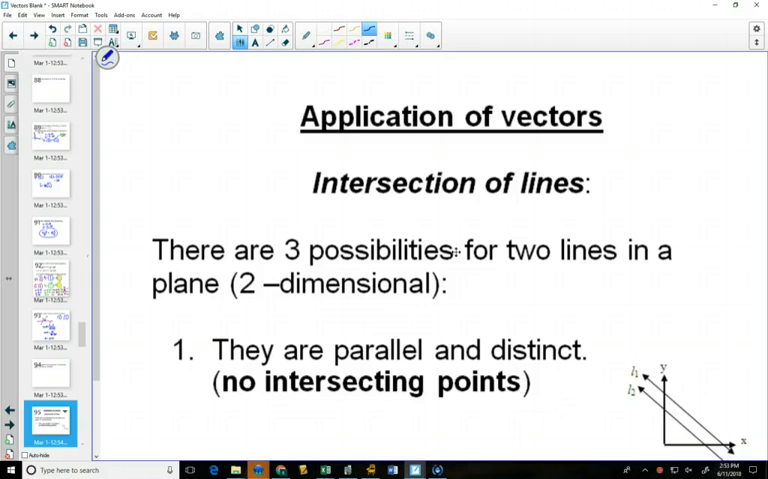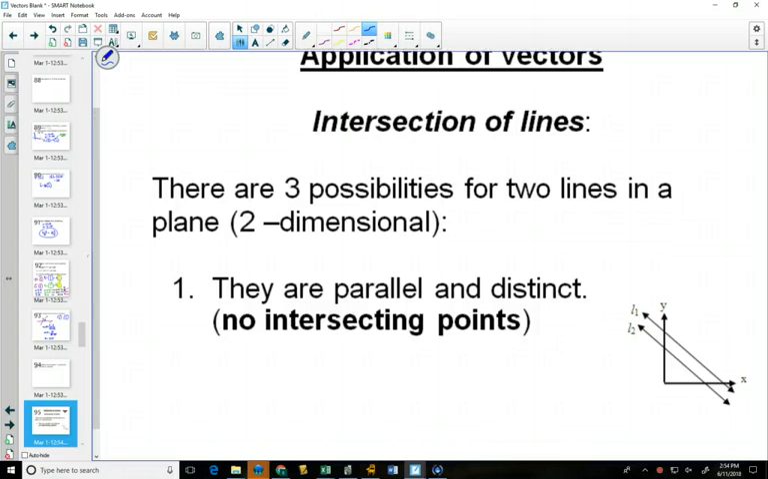The intersection of lines. Now, in 2 dimensions, and you did this way back in grade 10 when you looked at lines, there's 3 possibilities in 2 dimensions. First of all, they could be parallel lines. And if they're parallel lines, they never intersect.